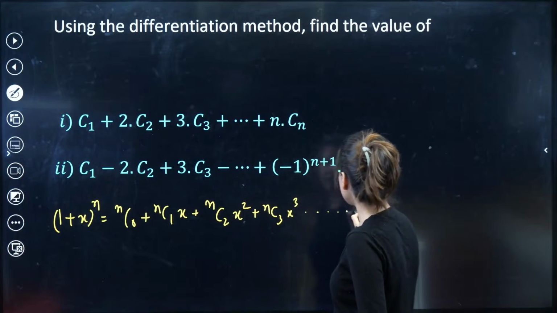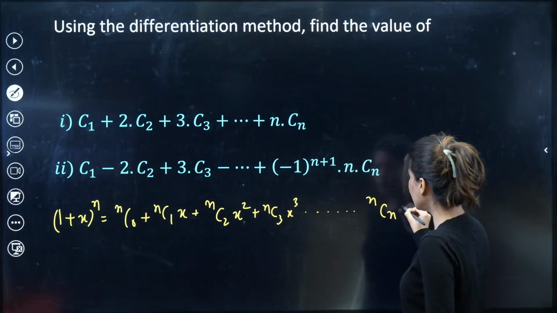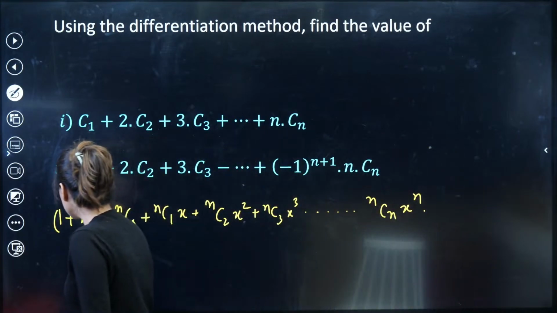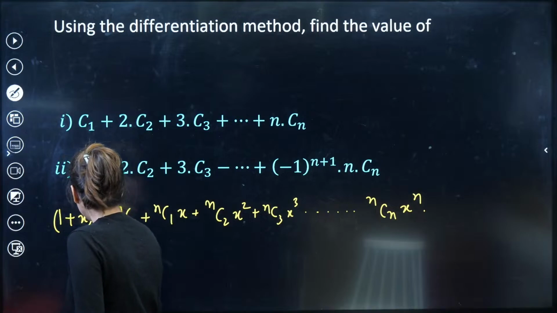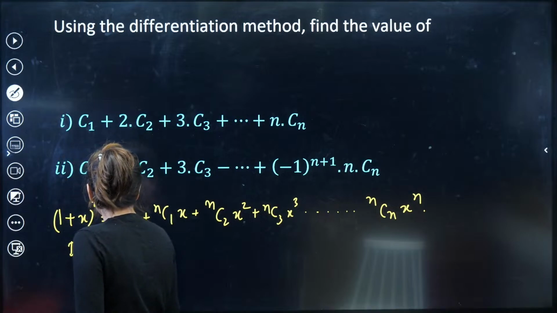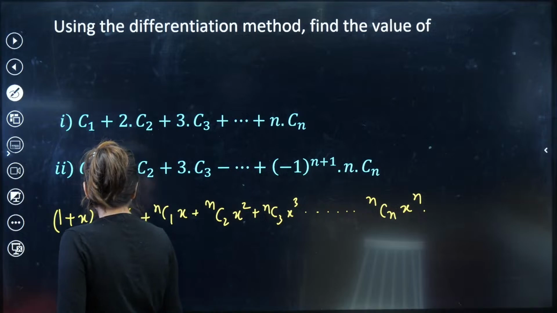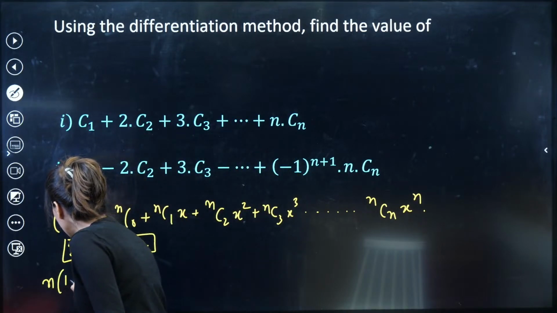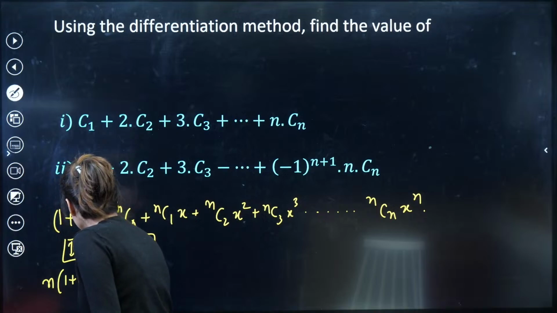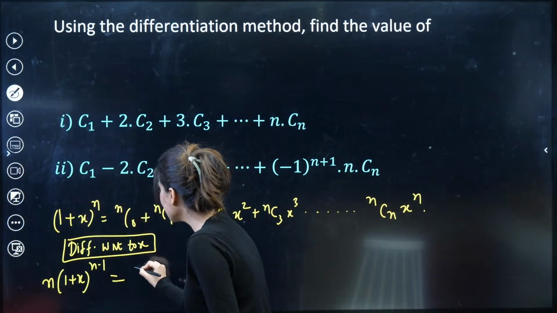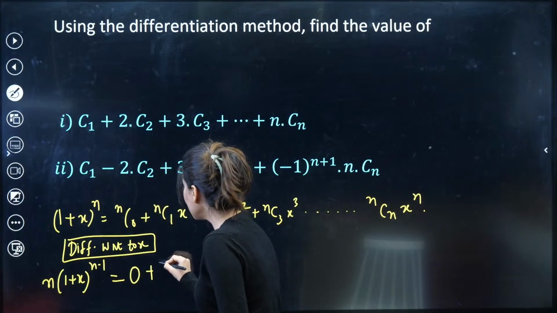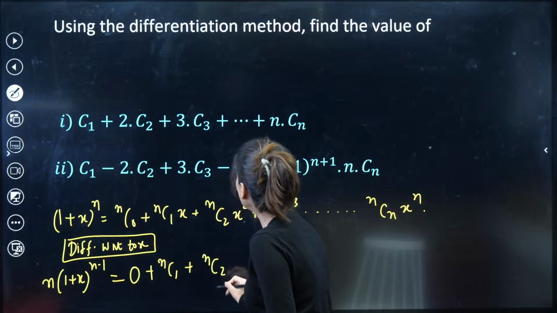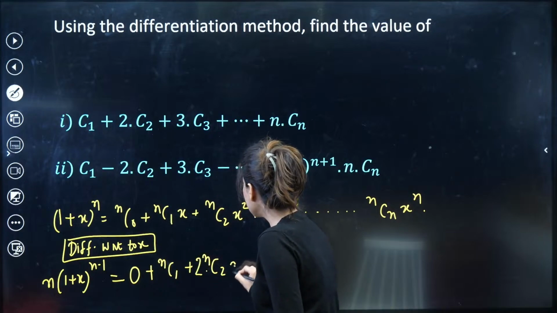Now what are you saying? Are you going to differentiate this? How are you going to differentiate? Now we are going to differentiate this with respect to x. Let's do that. On the left hand side, if I differentiate, it is going to be n times 1 plus x raised to power n minus 1. On the right hand side, NC0 differentiation is 0. This derivative is NC1. This derivative will be NC2 and this is 2. Then this is x, right?